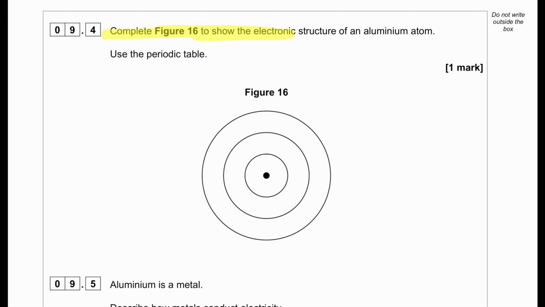Complete figure 16 to show the electronic structure of an aluminium atom. So aluminium in the periodic table has a proton number of 13. That means it also has 13 electrons. So the electronic configuration would be 2,8,3.